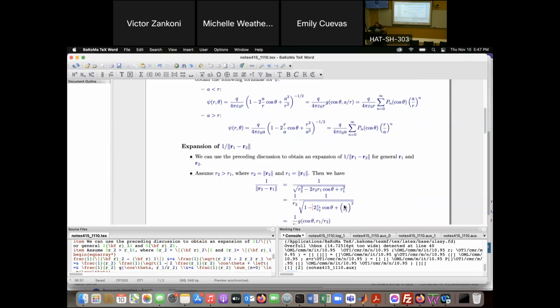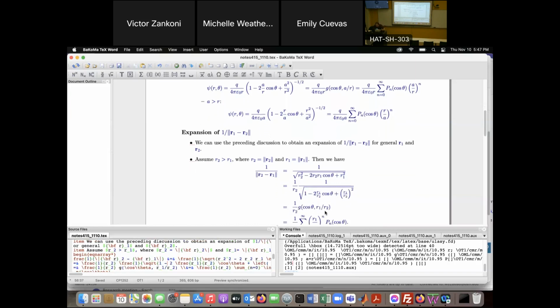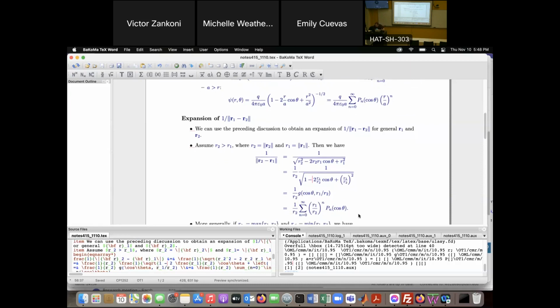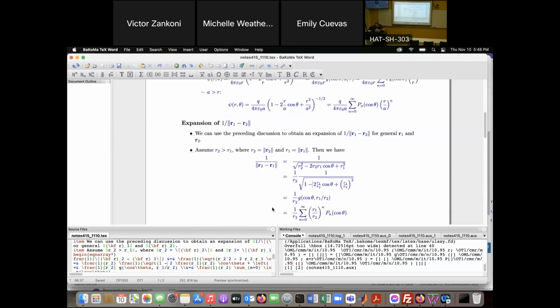And that allows me to express this in terms of a generating function for Legendre polynomials, with cosine theta playing the role of x, and r1 over r2 playing the role of t. And then using the generating function, this is what we get: an infinite series involving r1 over r2 to the n, times Legendre polynomials evaluated at cosine theta. If r1 was the greater, all I have to do is just switch r1 and r2 throughout.